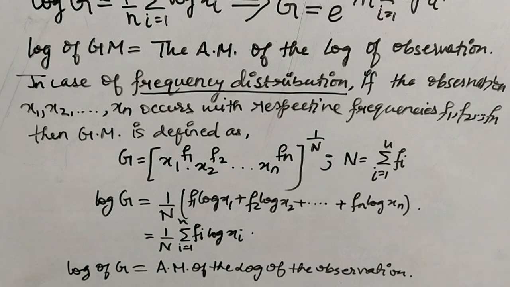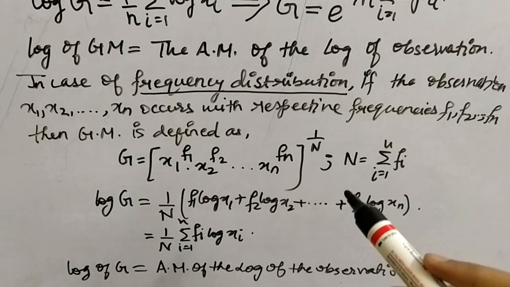And whenever we have a continuous or grouped frequency distribution, we have to take x as the midpoint of the class interval.